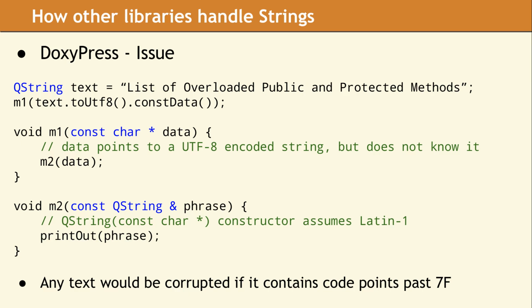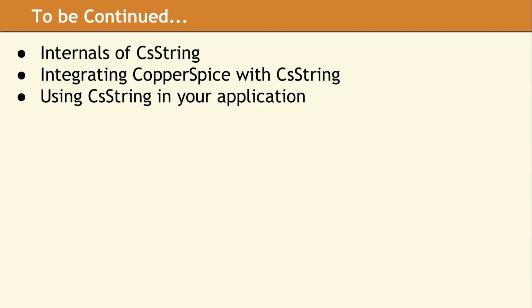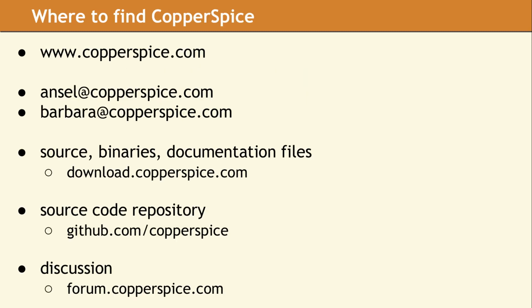This underscores how important it is to have a string library that implements Unicode fully and properly, and to use it consistently throughout your entire program. In our next video, we're going to talk about the internals of CsString and how we've integrated this library with CopperSpice and how you can use the CsString library in any C++ application.